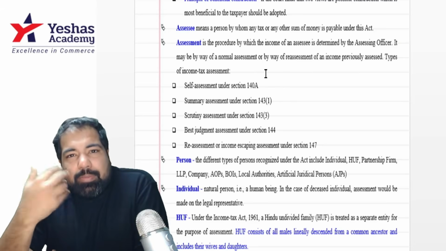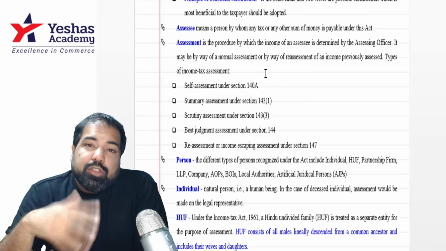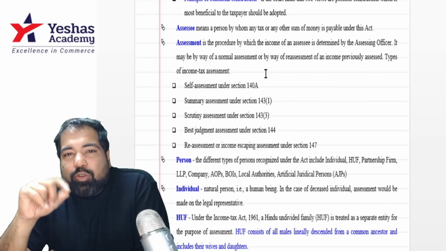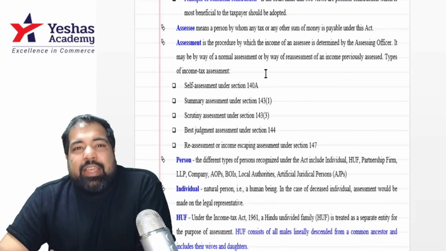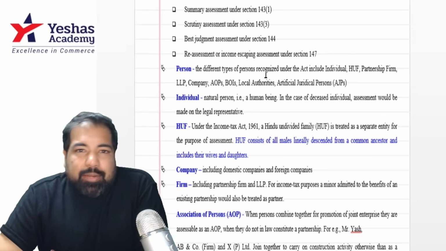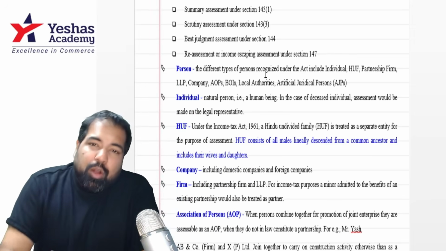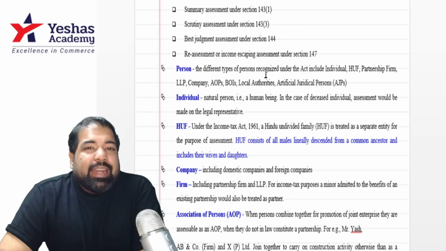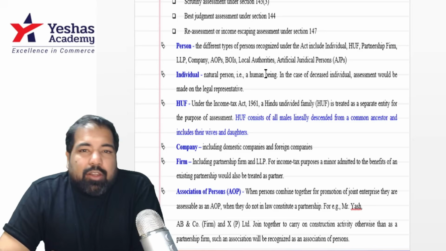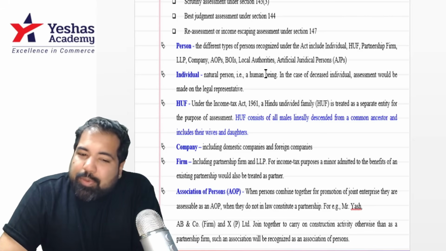If you do not reply to their notices, the income tax officer is calling you to his office, but you are not giving him time, you say you're the busiest person, then they do a best judgment assessment. And last, if there is something that has escaped, income has escaped assessment, that means the year has gone by, you've not paid the tax, the government also missed it, they can reassess you later on. That's called reassessment. These are different types of assessment. We will learn about them in more detail in a chapter called assessment procedure.